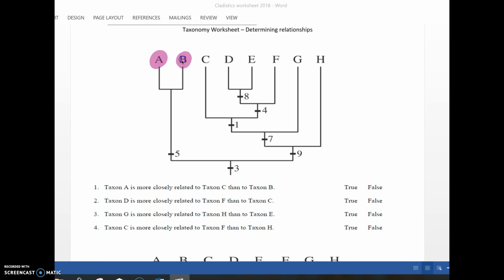So the way that you do this, you track them back. So if I track A to B, I hit 5. That is the most recent trait the two of them share. And now if I switch colors and I track A to C, I see that I have to go all the way back to trait 3 before A and C actually share a trait. So this would be false. A would not be more closely related to C. A would be more closely related to B. Let's try the second one.